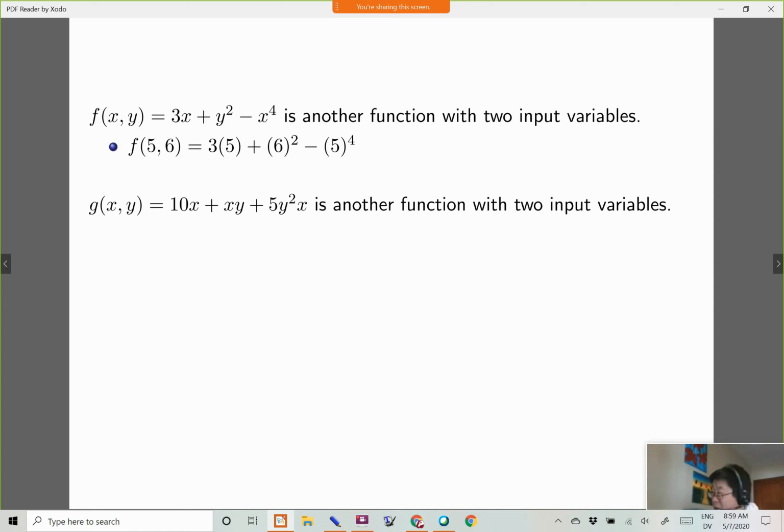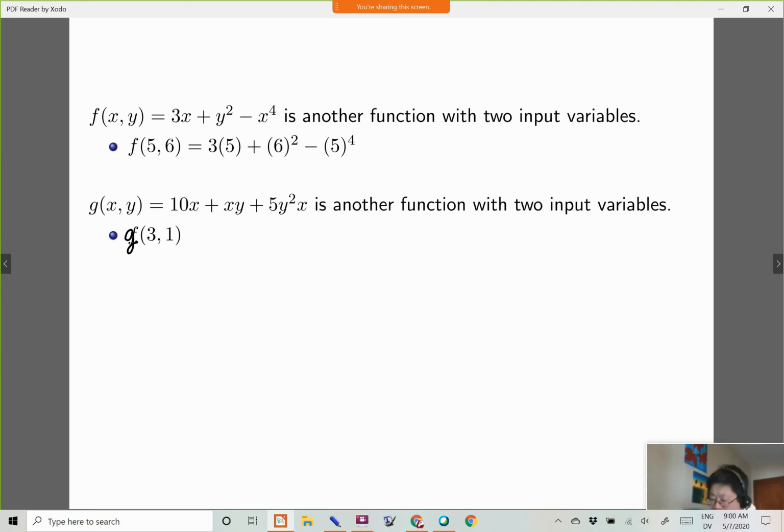Here's another example. I've just named the function a new letter, called it g. So g of x y, and the output formula here is given by 10 times x plus x times y plus 5 times y squared times x. I could have put the x in front, but I just wrote it like this. Let's be careful with 5 times y squared times x. I'm saying the times here, 5 times y squared times x. I could have just said 5y squared x, but I'm saying times as a reminder that this exponent 2 does not affect the 5. Order of operations still always applies. So here's a function with 2 input variables.